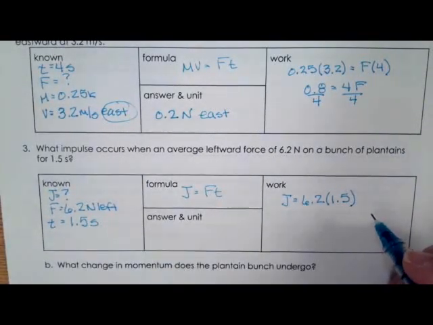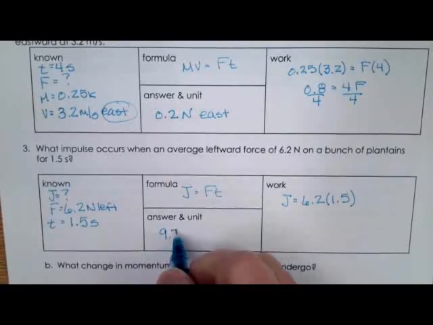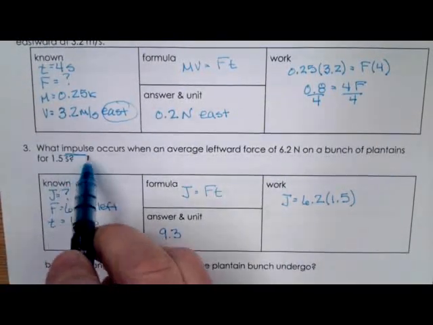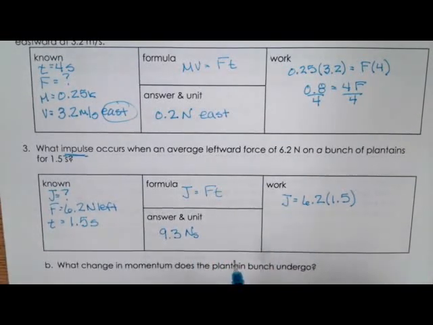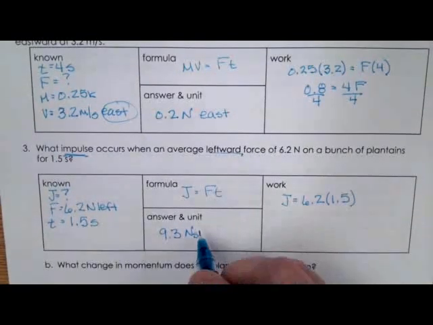So J equals 6.2 times 1.5. So when we multiply those together, we end up with 9.3, and we're looking for an impulse, so that unit is a newton second. And because impulse is also a vector quantity, we need a direction, and that's going to be left.